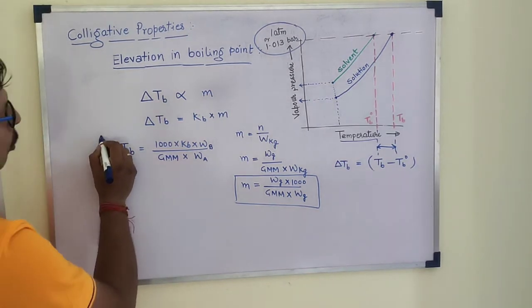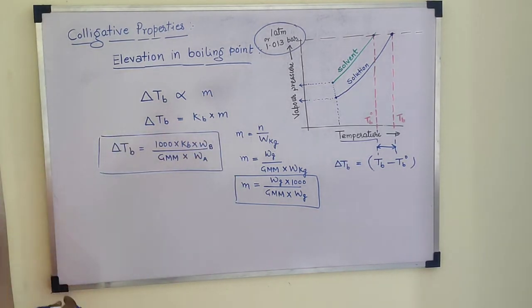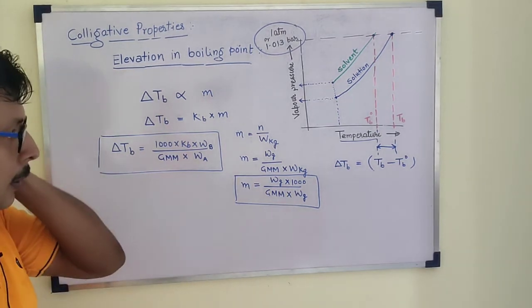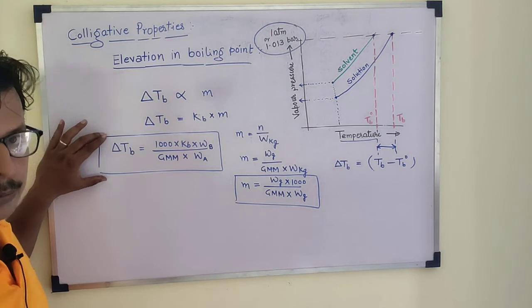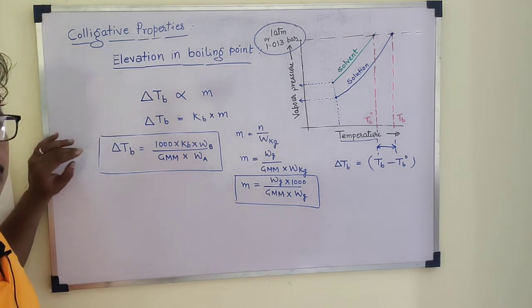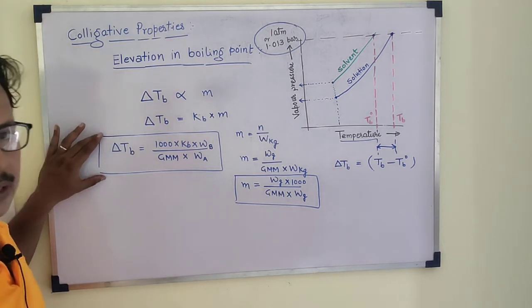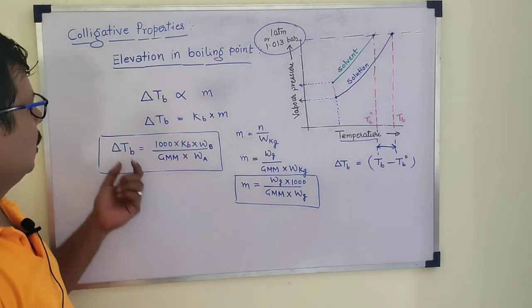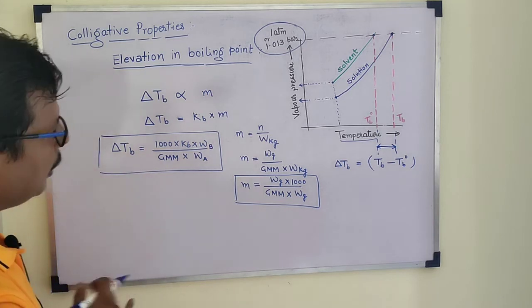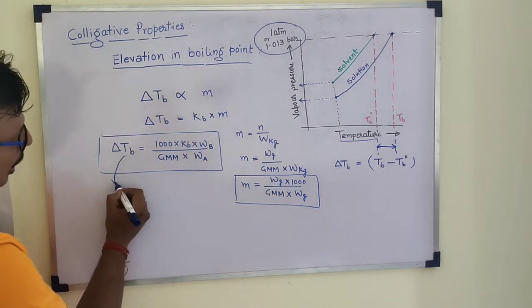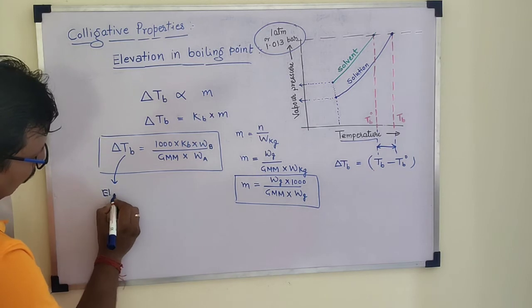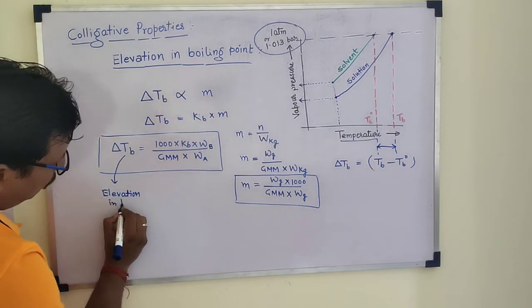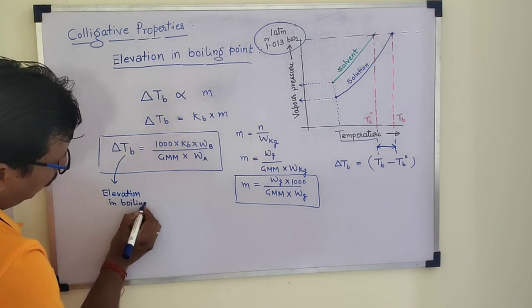Then the elevation in boiling point equation becomes like this, and this equation is very important from the board examination point of view. Many questions are asked based on this elevation in boiling point. Let's discuss each and every term and their unit. This is elevation in boiling point.